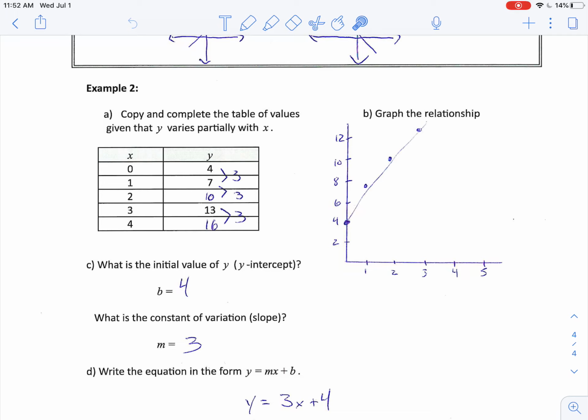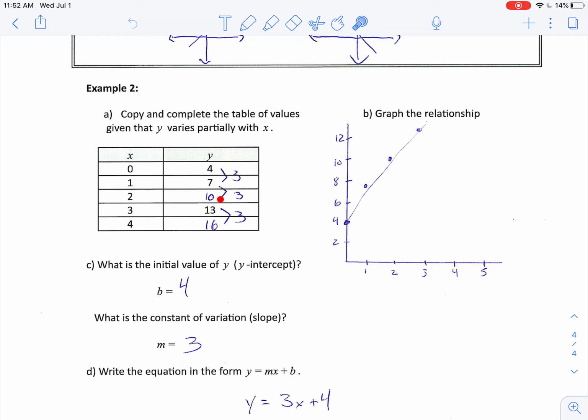Obviously not the best drawn line, but it's forming a line, and it touches the y-axis at the point (0, 4). So the value of the y-intercept is 4. So the b value is 4. What is the constant of variation? Well, the difference between the y values. The difference between 7 and 4 is 3.